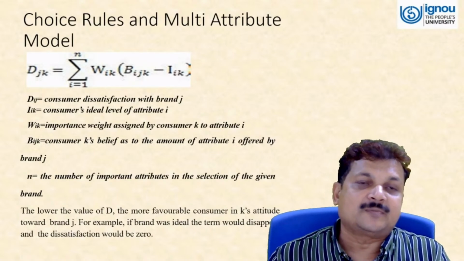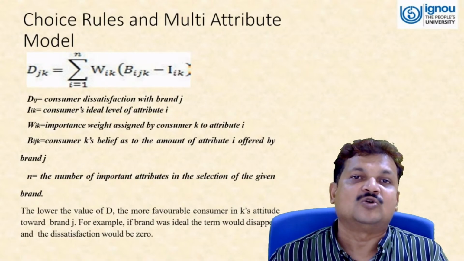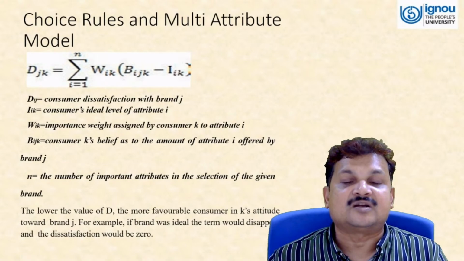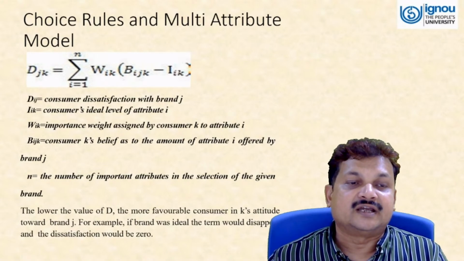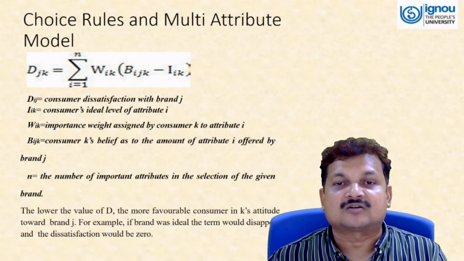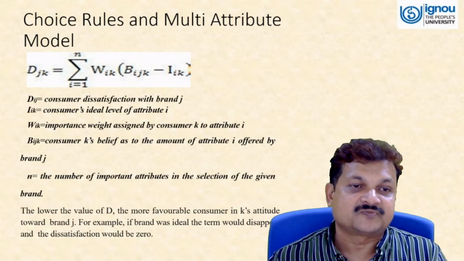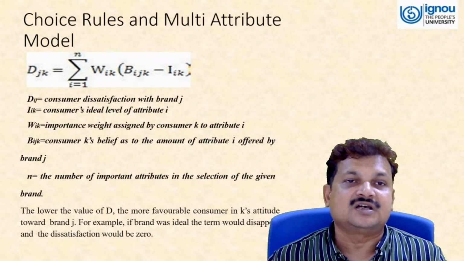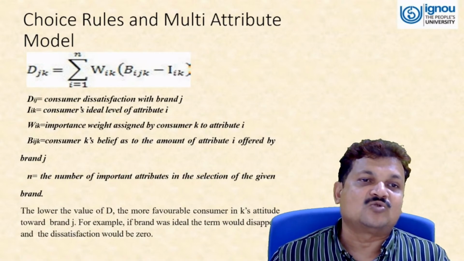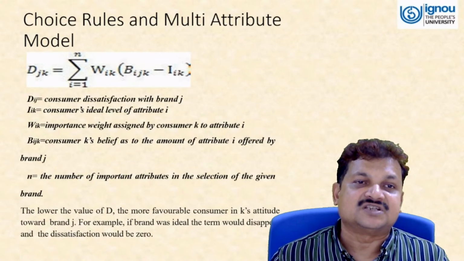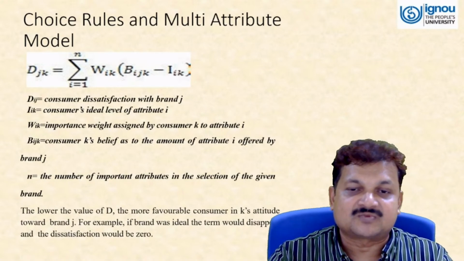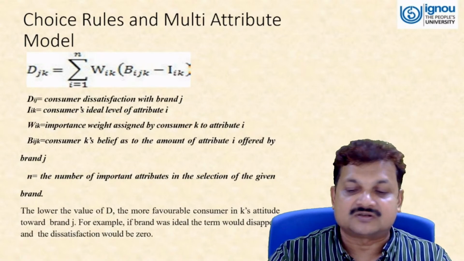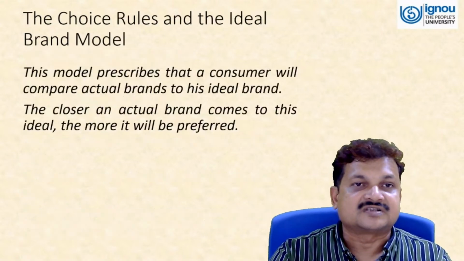This happens very often if the brand is unknown. You do not know the performance of the brand earlier, you have not tested this kind of product earlier, or a new attribute came with this particular product. What is the degree of believability? N is the number of important attributes in the selection of the given brand. The higher the score of D, the more dissatisfied you are with the brand J. From here you can understand whether you are selecting this brand or not.